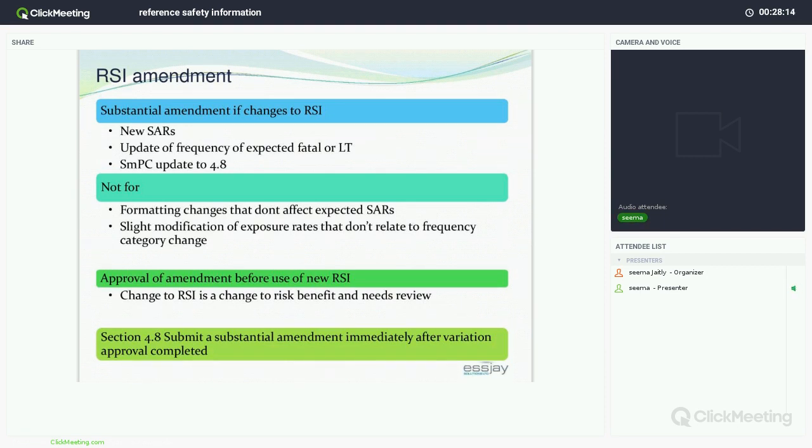So you can't just implement it as soon as you get that variation and say, yes, it's regulatory approval of the SPC, so we're okay to use that. That's not what that approval is for. You need to send that separately as a substantial amendment for your clinical trial.